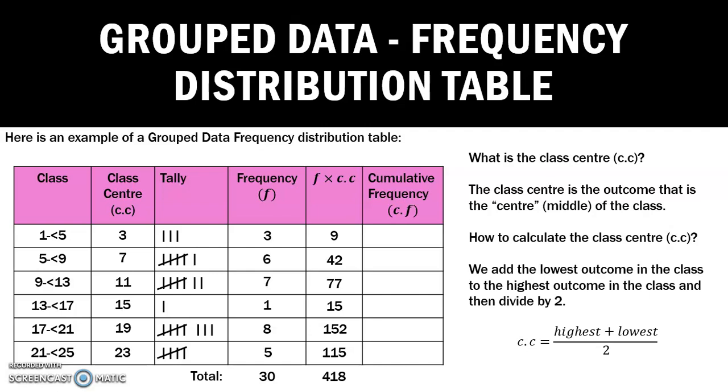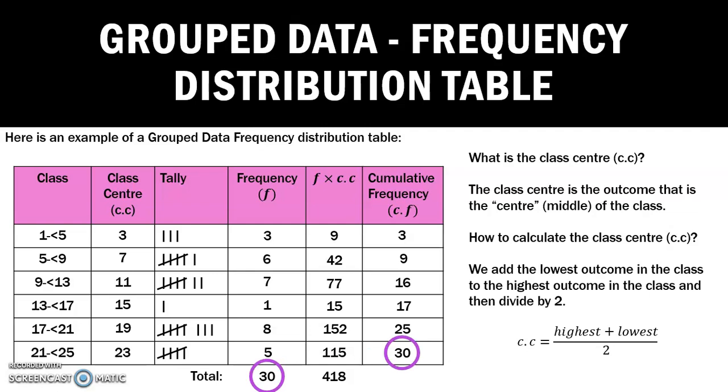Our cumulative frequency works exactly the same. We bring our frequency across for the first one, which is 3. Then for our next one, we bring our frequency across for the next row and our previous total down. So 6 plus 3 is 9. Then we bring our 7 across, bring our 9 down. 7 plus 9 is 16. We bring our 1 across, bring our 16 down. 1 plus 16 is 17. We bring our 8 across, our 17 down. 8 plus 17 is 25. And we bring our 5 across and our 25 down to get our cumulative frequency of 30.